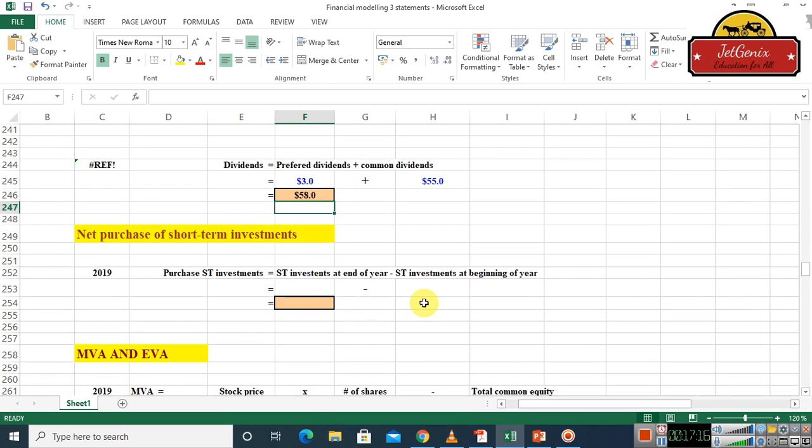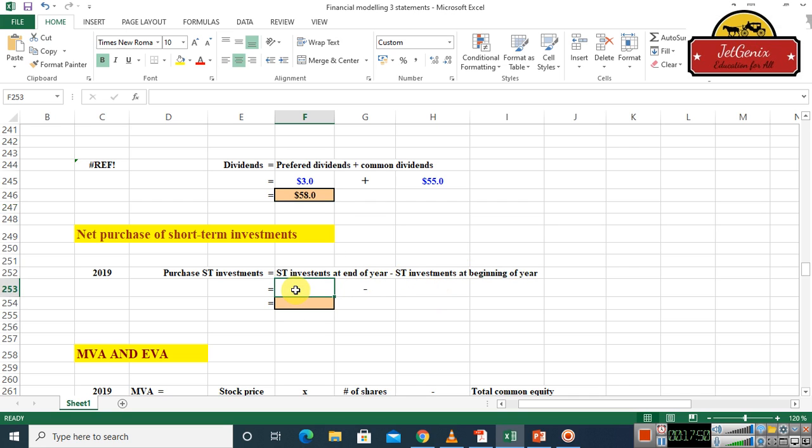For 2019, now we are going to calculate the purchase of short-term investments. The short-term investments can be calculated with the formula you can see here: the short-term investment at the end of the year minus the short-term investment at the beginning of the year. The end of year means the 31st December 2019, and the beginning of the year data will be the 31st December 2018.